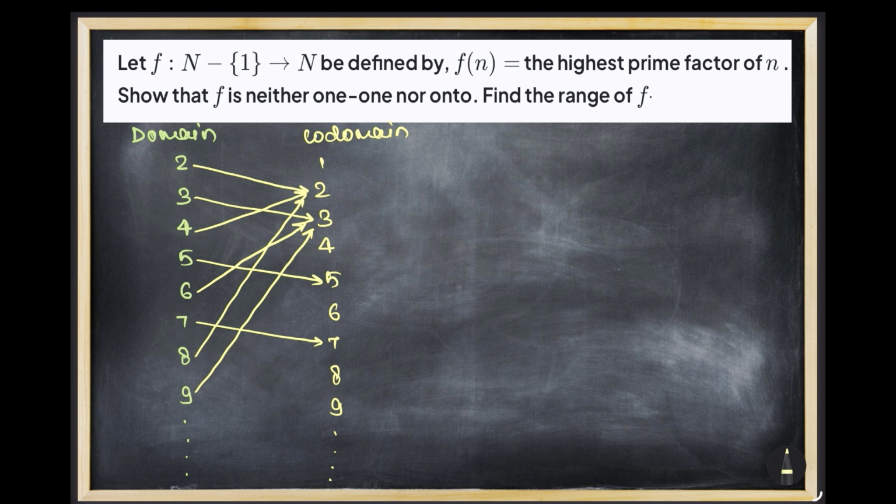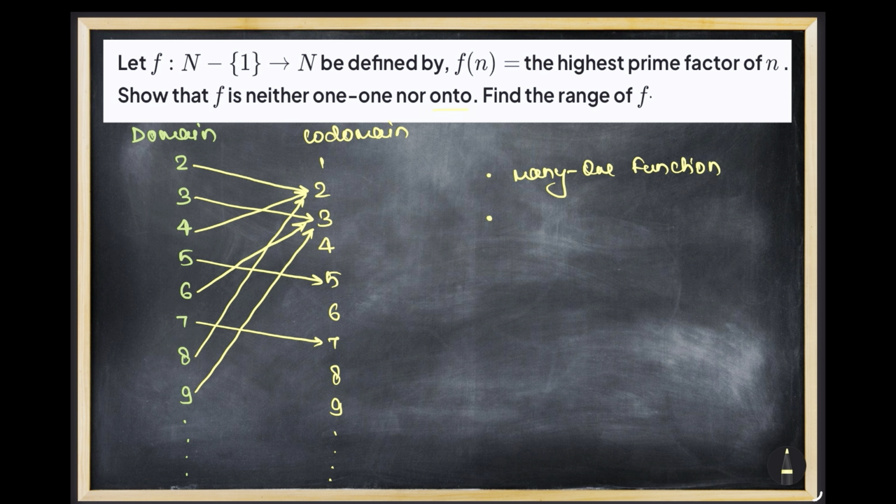So f is a many-one function. If you observe this, 2 is connected with 2, 4, 8, 16, 32. So many inputs are giving you the same output. This means the given function is a many-one function. Correct? This is your first idea.